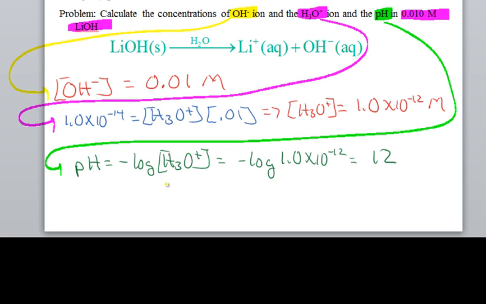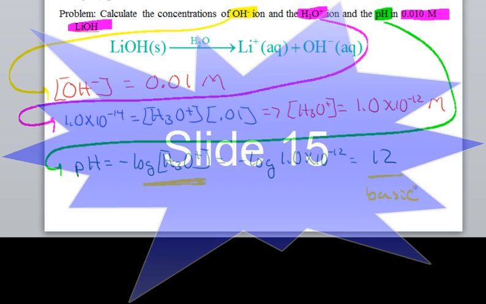Your pH equation again uses the hydronium ion concentration only. You have two concentrations, make sure you plug in the right one. And when you plug in the hydronium ion concentration, you get a pH that equals 12. We have a basic solution. So our answers make sense.